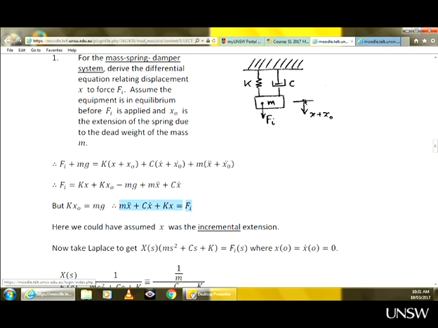What we also did, we don't take the total force acting on this mass, Fi plus weight mg. We also use incremental force that starts from mg, right? So the force starts from mg and then becomes whatever function it is. So both Fi and x are actually incremental variables here.